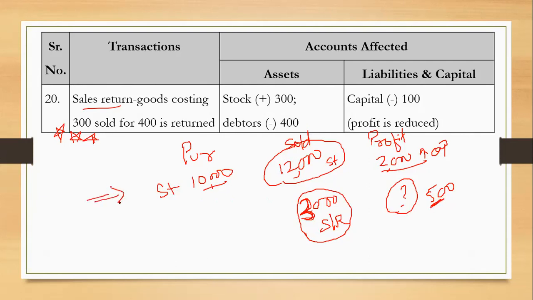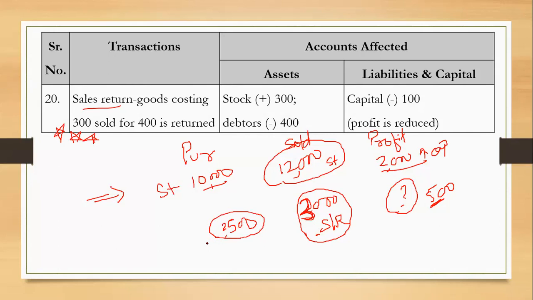Goods purchased for 10,000 and sold for 12,000, the 2,000 profit will increase my capital. This has all happened before. Out of the goods sold to the customer, he returns goods worth rupees 3,000. That's a sales return, and this sales return will include the profit. How much is the profit? 500. So how much should I increase my stock?